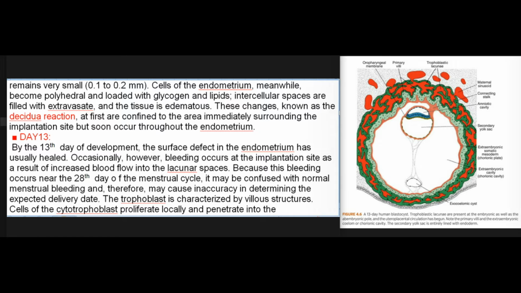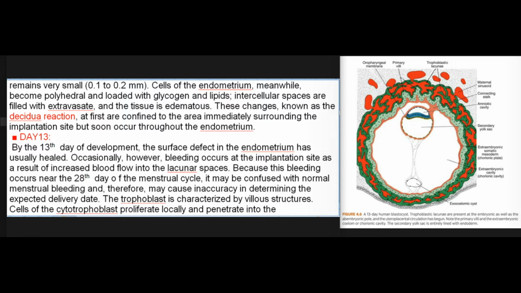Day 13. By the 13th day of development, the surface defect in the endometrium has usually healed. Occasionally, however, bleeding occurs at the implantation site as a result of increased blood flow into the lacunar spaces. Because this bleeding occurs near the 28th day of the menstrual cycle, it may be confused with normal menstrual bleeding and, therefore, may cause inaccuracy in determining the expected delivery date.